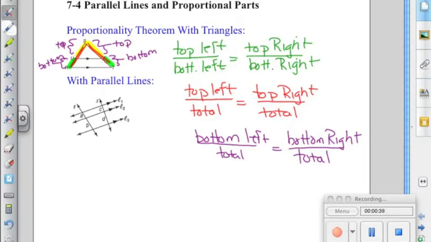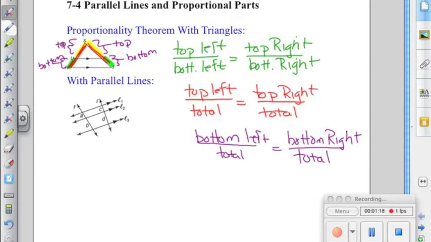So you want to pause the video right now and write down those relationships. Let's take a look at those relationships. We looked at that in Sketchpad and we found that the top left piece over the bottom left piece equals the top right over the bottom right. Then we looked at the top left over the total, and we found it equal to, or proportional to, the top right over the total. And the last relationship that we looked at was the bottom left over the total is proportional or equal to the bottom right over the total.